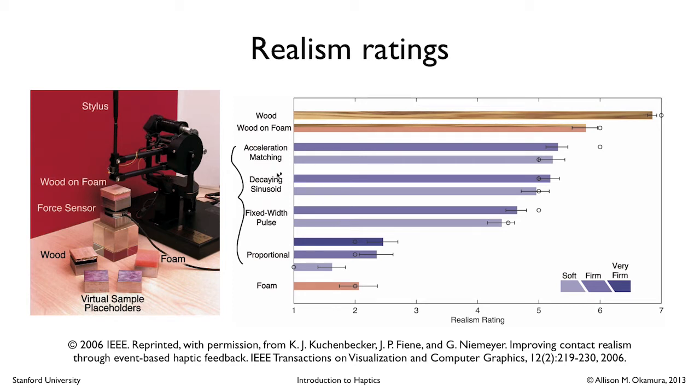The decaying sinusoid is one that we covered earlier when we talked about haptic rendering. So all of these are not as good as real wood or wood on foam, but you can see that there are some differences between the algorithms. So by having users rate their realism, she could come up with a measure of which one would be best. She also tested the foam by itself, which of course was pretty bad. It's down here as well. So all of these purple ones in the middle are virtual environments.